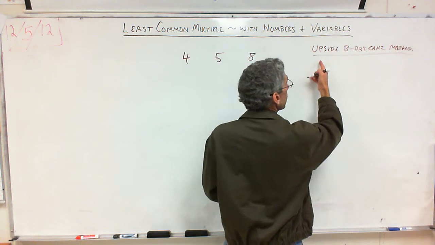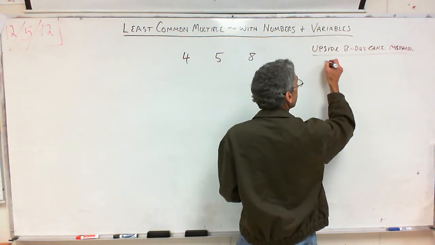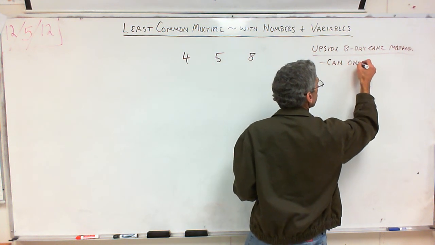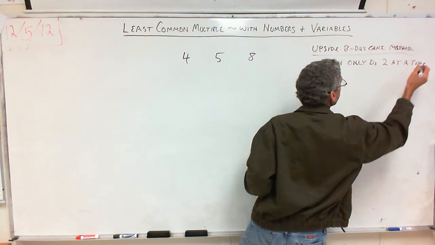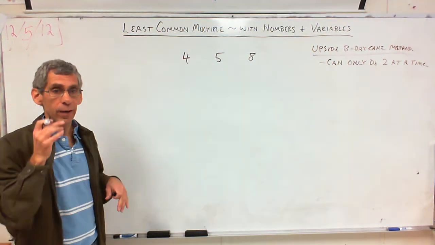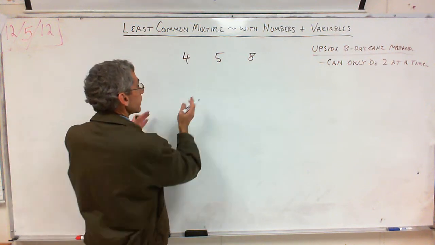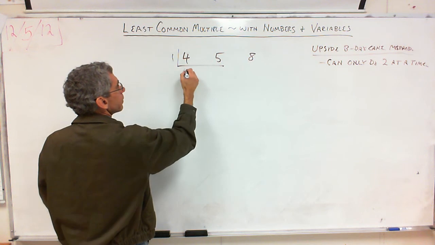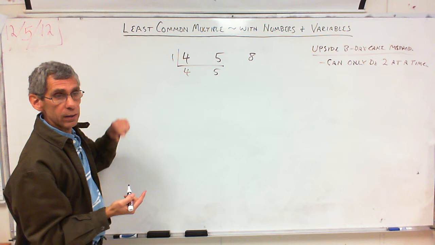Hang on. In order to use the upside down birthday cake method, you can only use 2 at a time. Now that's not true for factoring. For factoring, you can use as many as you want. But for least common multiple, it's my understanding you have to do 2 at a time. So I'm going to do these 2 first, so 4 and 5. But it doesn't matter which 2. Couldn't you do 4 and 8? I can do any 2.